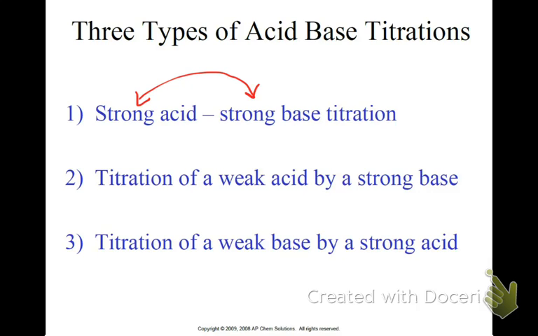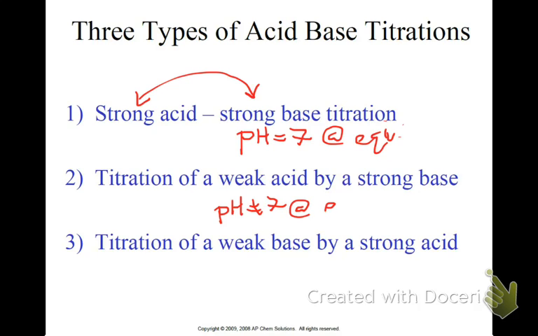The one thing that makes the pH of the strong acid, strong base titration so much easier is that at equivalence, the pH will equal 7. That spells equivalence. So pH equals 7 at the equivalence point for strong acid, strong base. For the titration of a weak acid with a strong base, though, the pH will not equal 7 at equivalence. More often than not, it won't. And for a weak base with a strong acid, the pH will also not equal 7 at equivalence.